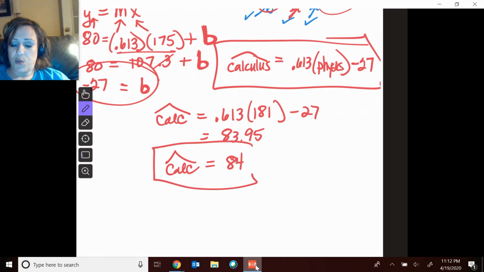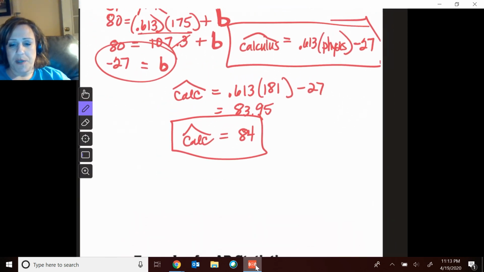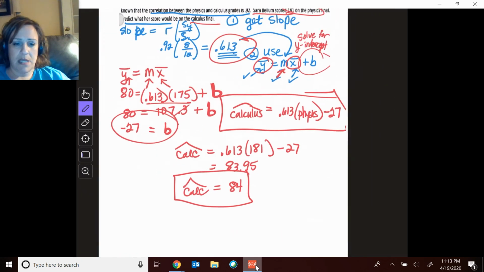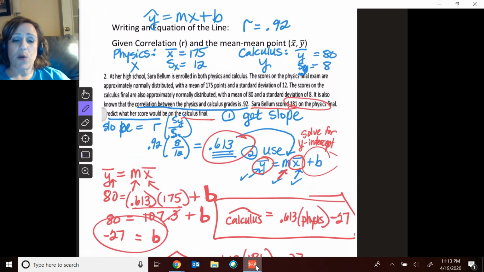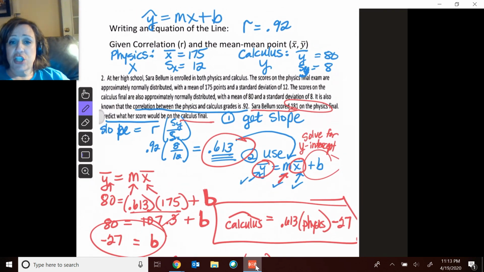Okay, do we know that's exactly what she's going to make? No, that's not necessarily her actual score, but hopefully she's going to be somewhere in that vicinity if she's right on track with what she should be doing. All right, so there is how you write the equation of the line so that you can make predictions if you are given the correlation and that mean point.